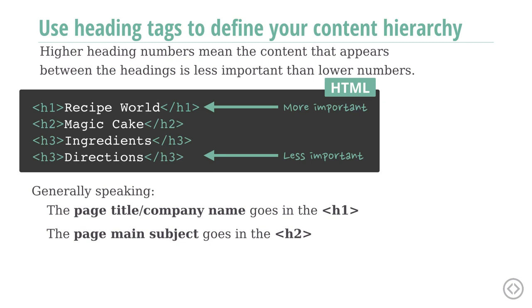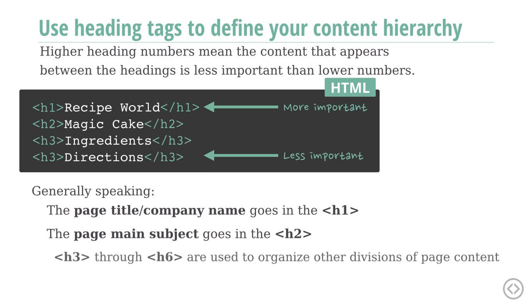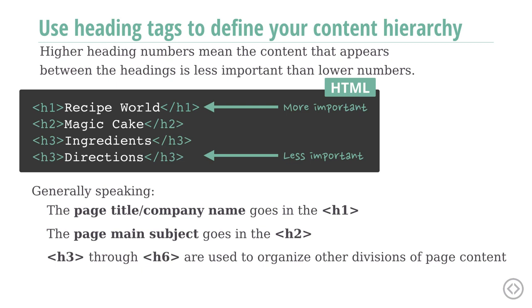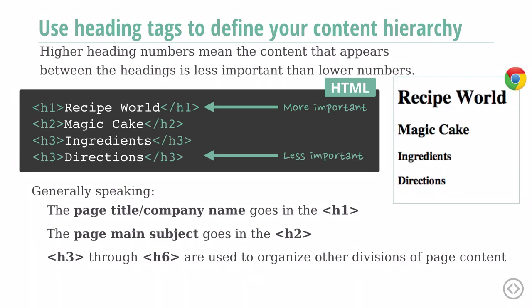Here, it's magic cake, the name of the recipe the rest of the page will be about. And then H3 through H6 are used to further organize some of the lesser important content on the page. Here on our recipe page, it's going to be the ingredients and the directions for combining those ingredients. When we display this in the browser, you'll notice that the H1 tag is naturally displayed bigger than the H2 and H3. And the H3 is smaller than the H1 and H2.